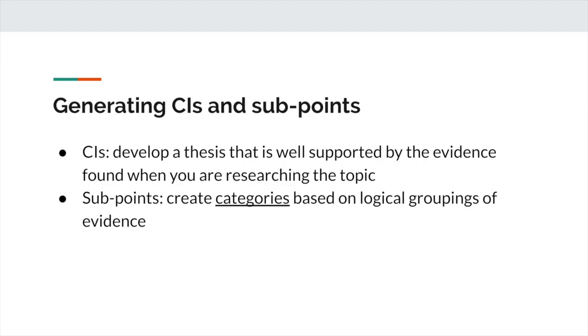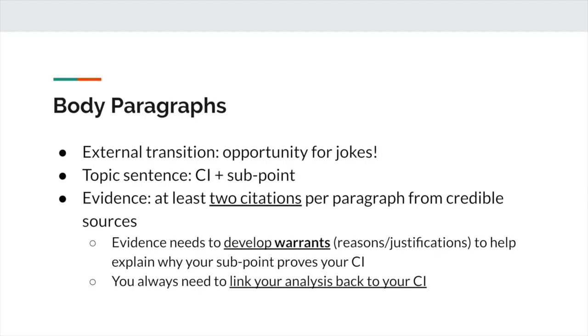Once you create those categories based on your evidence, then it's just a question of thinking of how to articulate and phrase your subpoint such that it helps to prove the controlling idea. So that's the thesis, the controlling idea plus your 3 subpoints. Now let's jump into the body paragraphs.